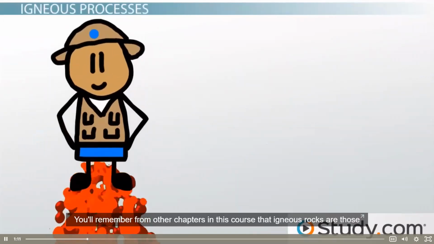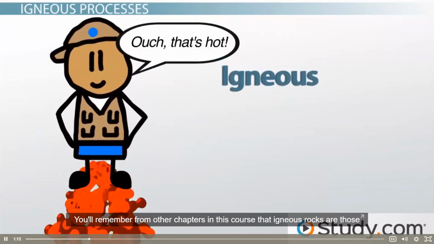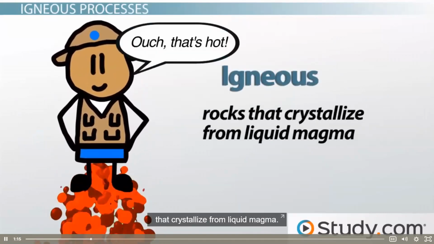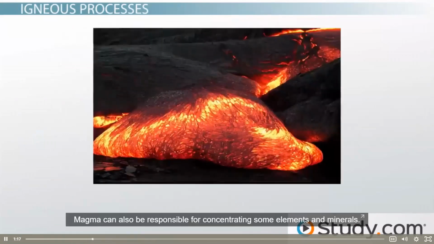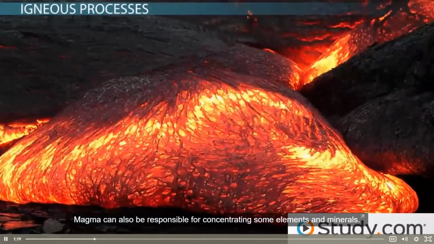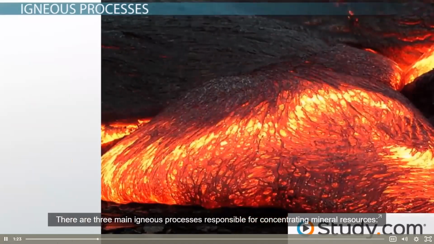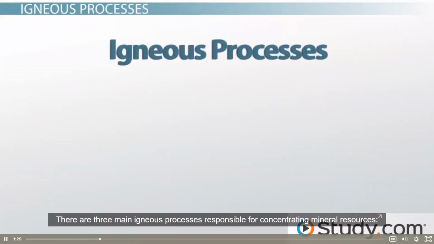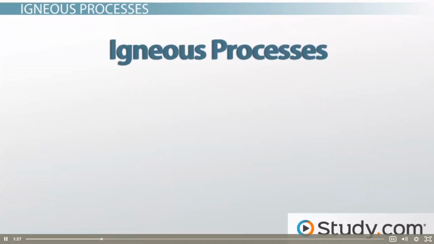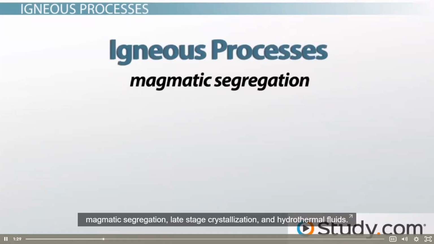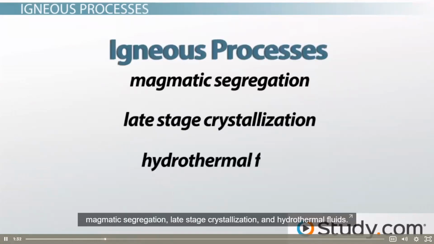You'll remember from other chapters in this course that igneous rocks are those that crystallize from liquid magma. Magma can also be responsible for concentrating some elements in minerals. There are three main igneous processes responsible for concentrating mineral resources: magmatic segregation, late-stage crystallization, and hydrothermal fluids.